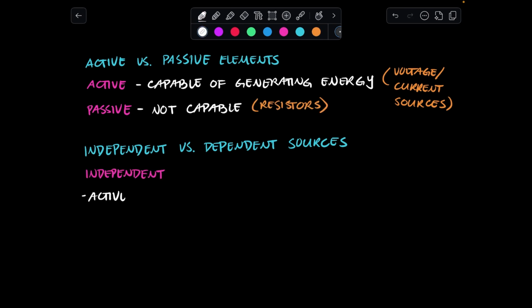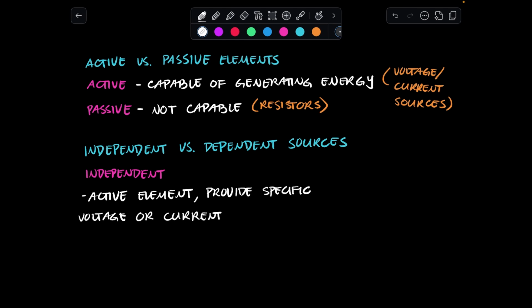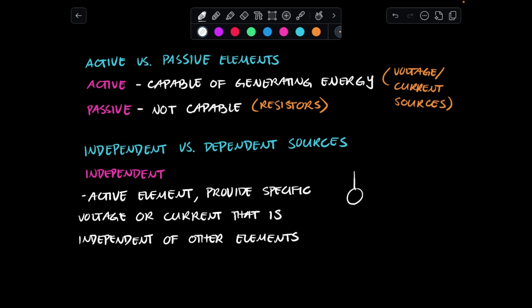Independent sources are active elements. They provide a specific voltage or current that is independent of other circuit elements. They are illustrated with circles. Independent voltage sources have a plus and minus symbol indicating their positive and negative terminals, and independent current sources have an arrow indicating the direction of current flow.